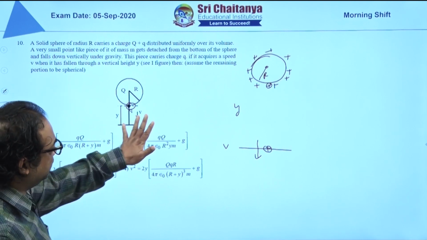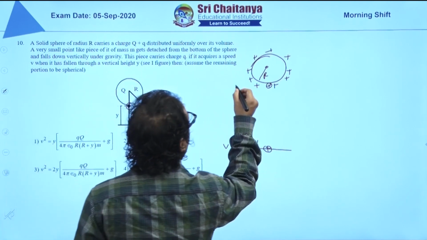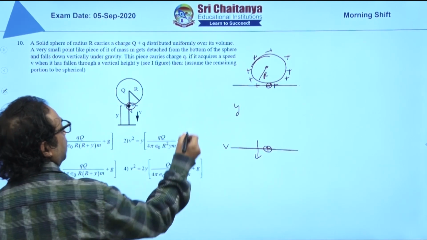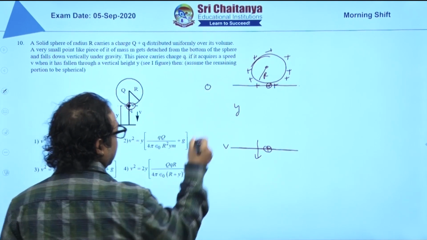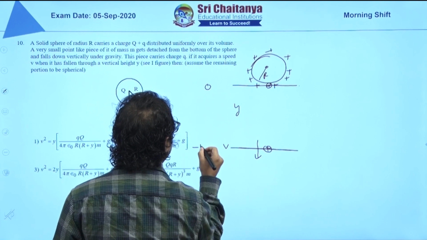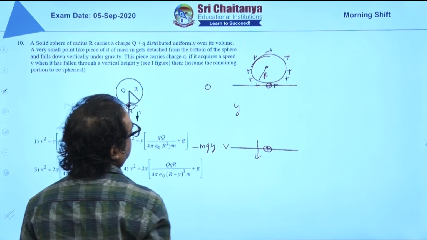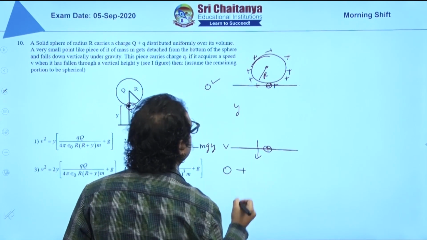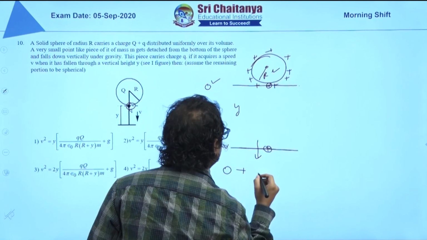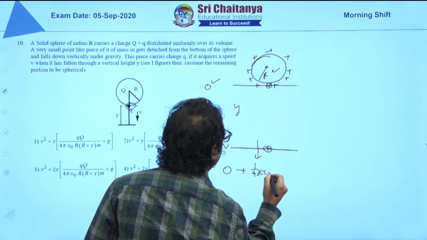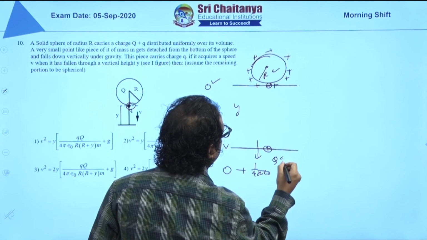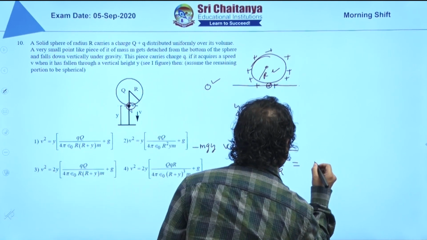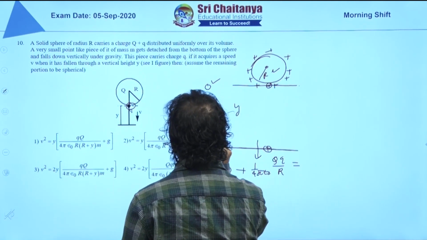So, we just need to write that total energy at this point will be equal to total energy at this point. Let us say gravitational potential energy is 0 here, so definitely it is a lower point. So, minus mgy. You can write here the gravitational potential energy is 0 and electric potential energy is 1 by 4 pi epsilon q into q divided by r, which equals, at this point it is having kinetic energy, and potential energy is minus mgy.